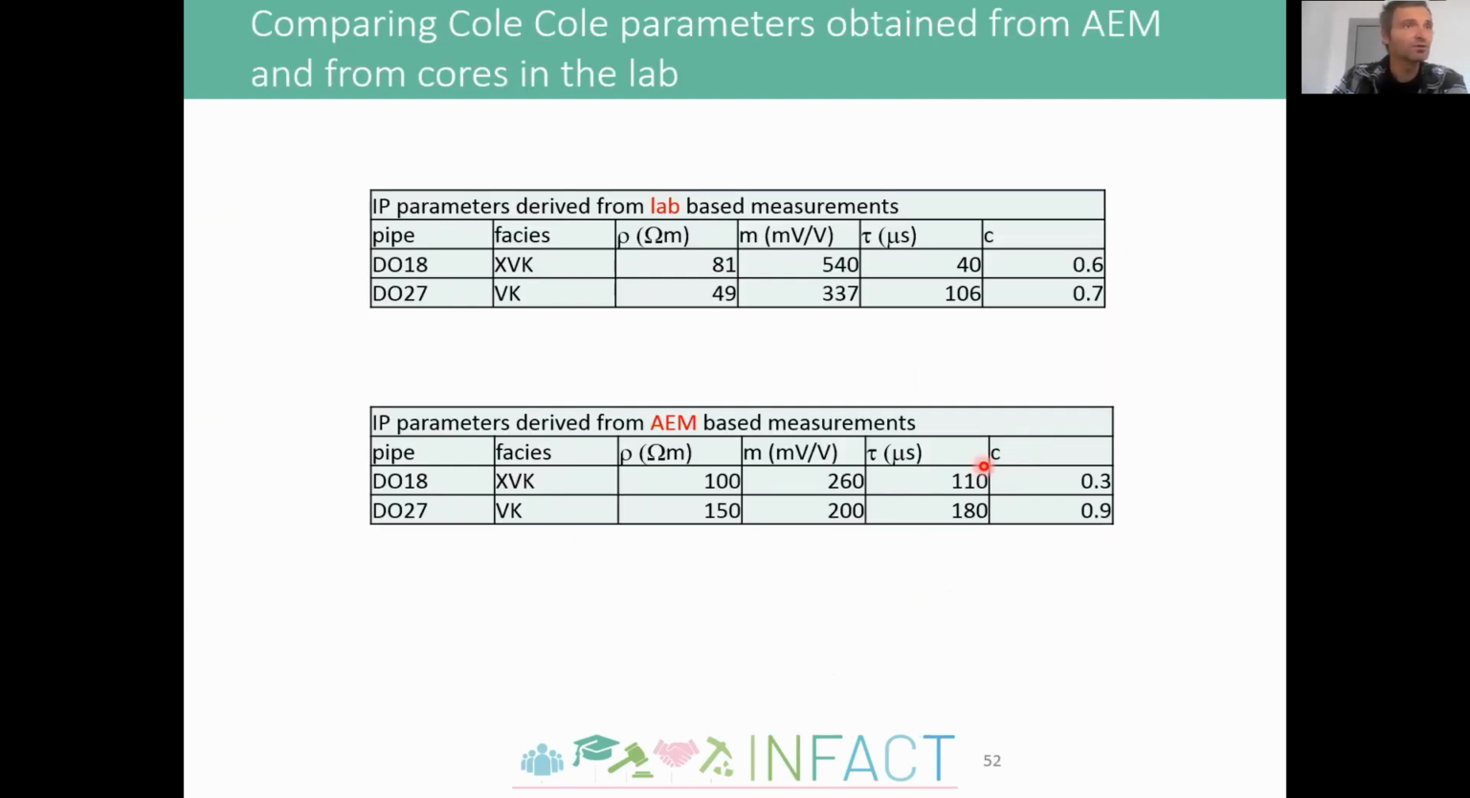In terms of hard numbers, these are the lab-based measurements in cold models obtained from core for the pipes, and this is from the airborne data for the same phases of the pipes. From the lab, you obtain 81 and 49 ohm-meters. We obtain 100 and 150. In terms of chargeability, 540, 337, 260, 280. In terms of tau, this is important, 40 and 100 microseconds, we've got 100 and 180, and the C parameter is a little bit further away. The reason I'm showing this is that it says we are in the right ballpark, even though one was measured on core in the lab and the other from the air.